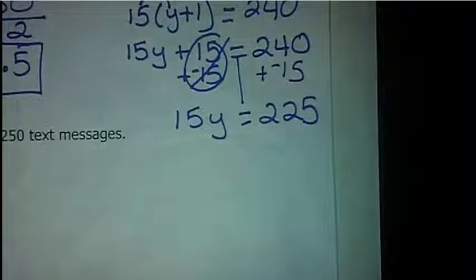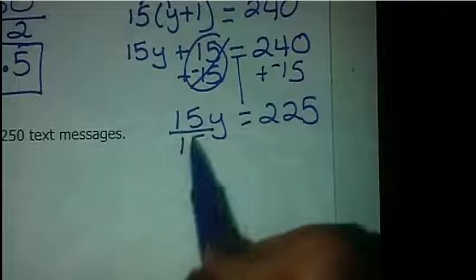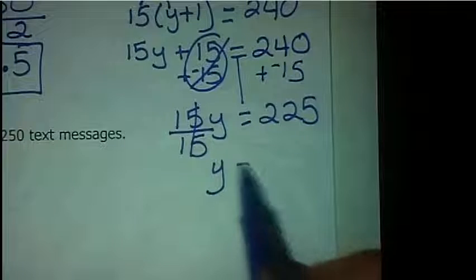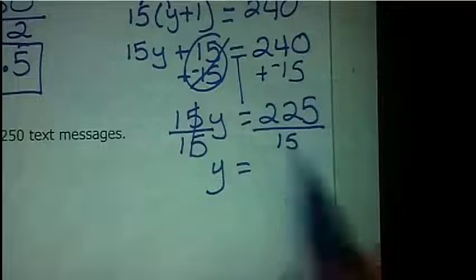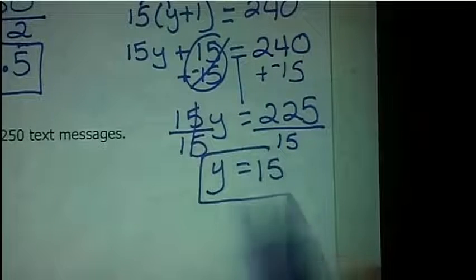Your last step: I have to figure out what times 15 makes 225, so I'll do the opposite and divide by 15. I'm left with y. Over here, divide by 15, and we get another 15. Lots of 15s in that problem.